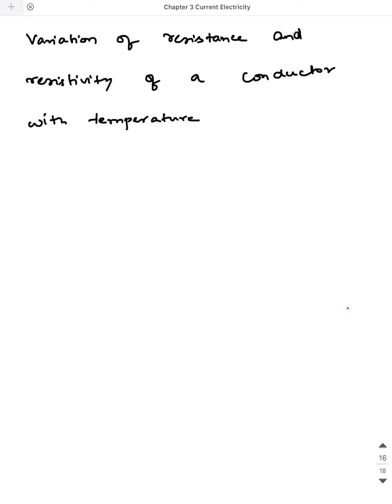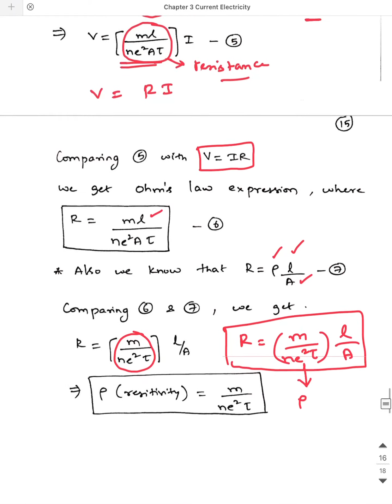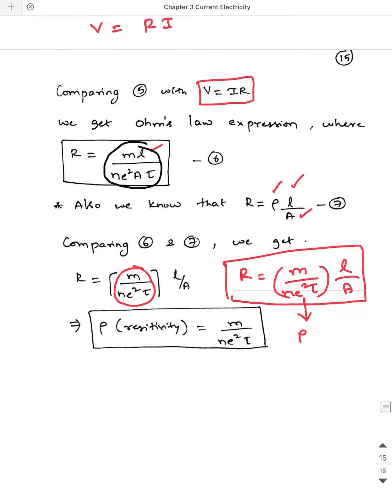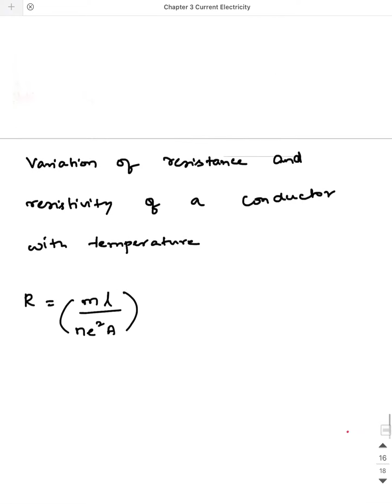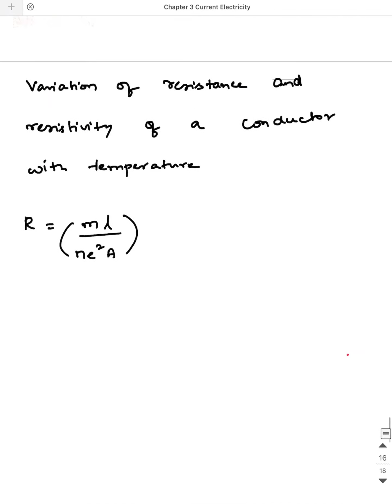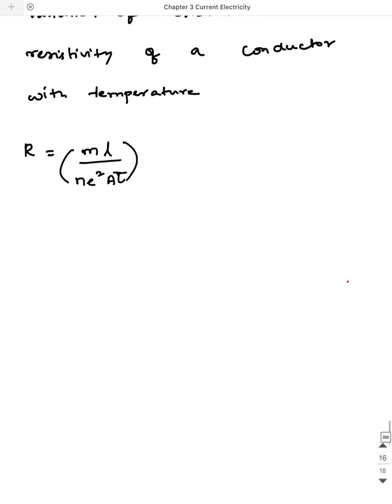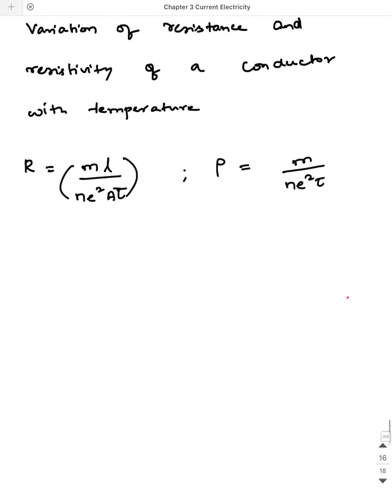Now from the previous derivation we know that R is equal to m into L divided by n e square A into tau. Similarly, resistivity is given as m divided by n e square tau. So if you observe both these expressions, let's see what are all constants and what are all the parameters that can vary with temperature.